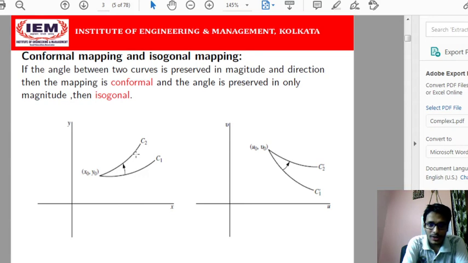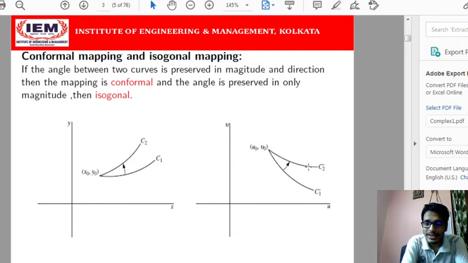Then I know that whenever I am defining a mapping, the mapping will map each of the points. So x0, y0 is mapped to u0, v0, and all the points that are there on the curve c1 are mapped to the curve c1 dash in the w plane, and all the points which are on the curve c2 are mapped to another curve c2 dash in the w plane.